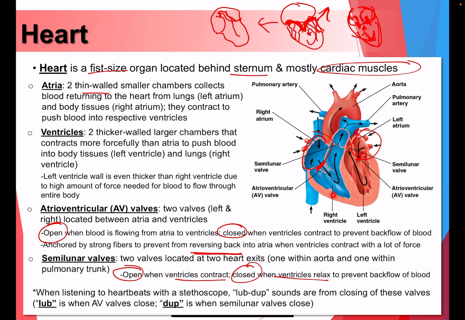And then when the ventricles contract to push blood that way, blood flowing that way, and then that blood tries to come back down, those semilunar valves will then close really quickly. Dub. Okay, so lub is the closing of the AV valves, dub is the closing of the semilunar valves. Remember, it is when the valves are closing.